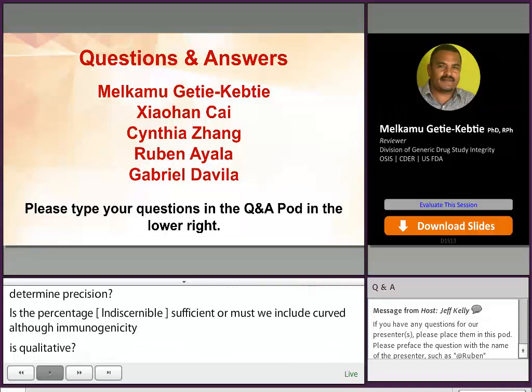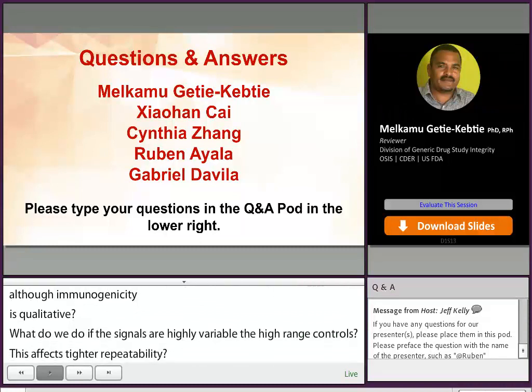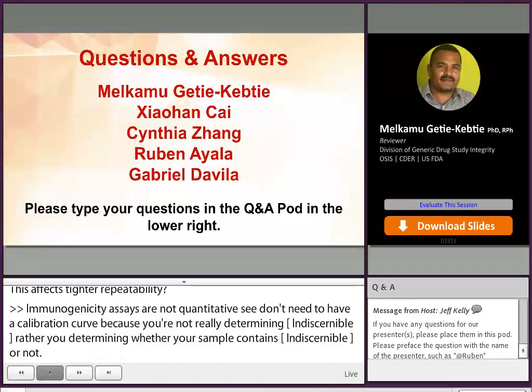Immunogenicity assays are not quantitative assays, so you don't need to have a calibration curve because you're not really determining actual ADA concentrations. Rather, you are determining whether your sample contains ADA or not. And so for precision, as indicated in the question, the assay signals are used for a determination of the precision of the assay.